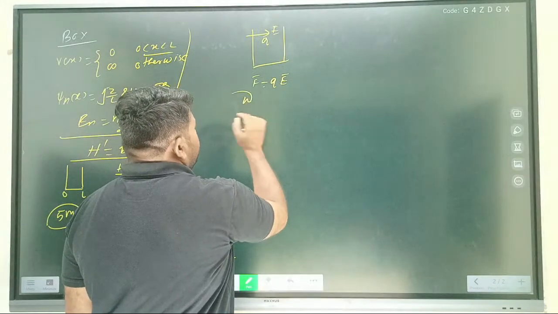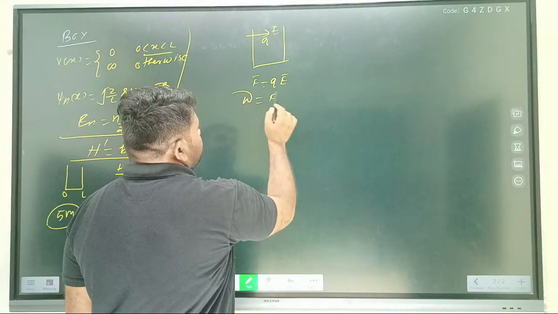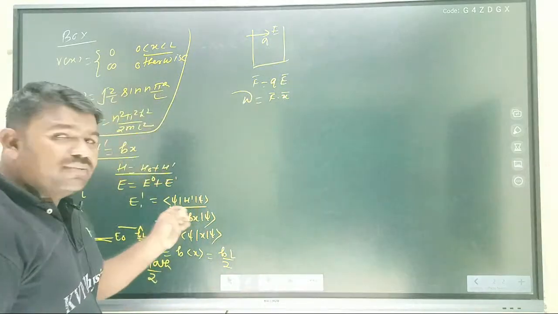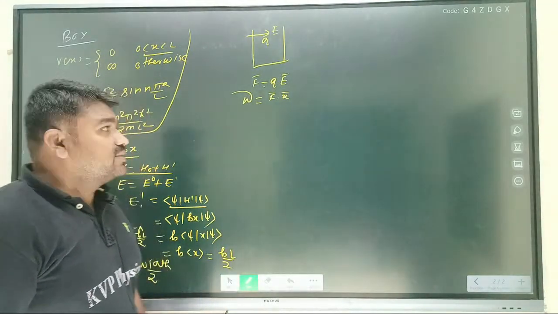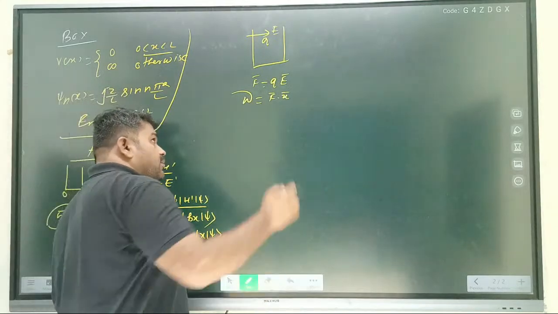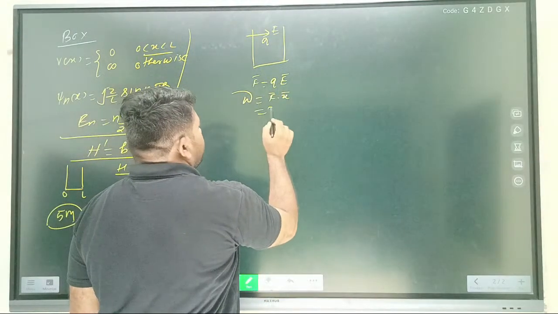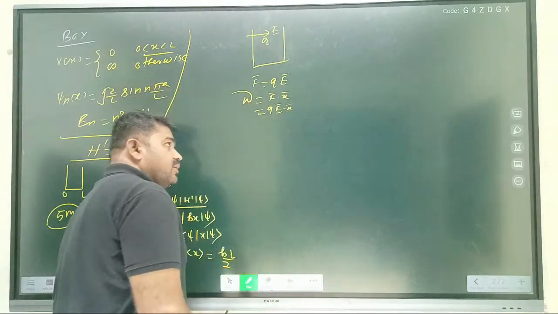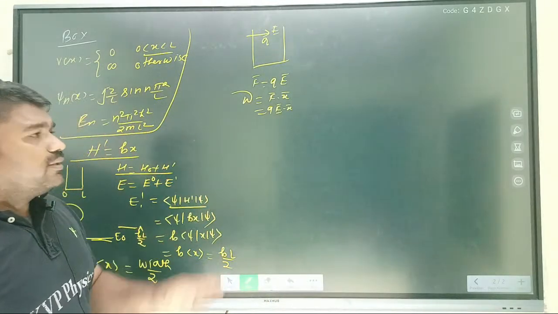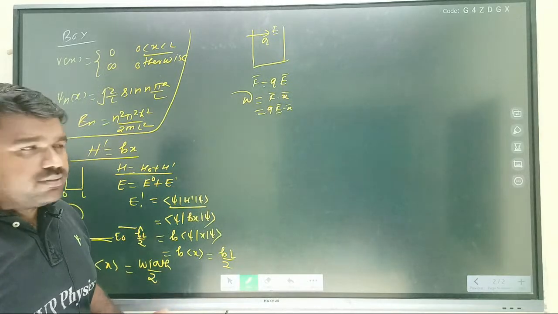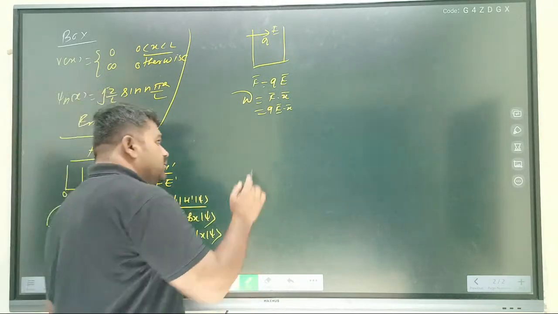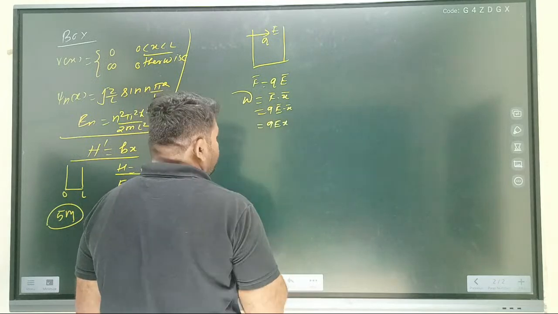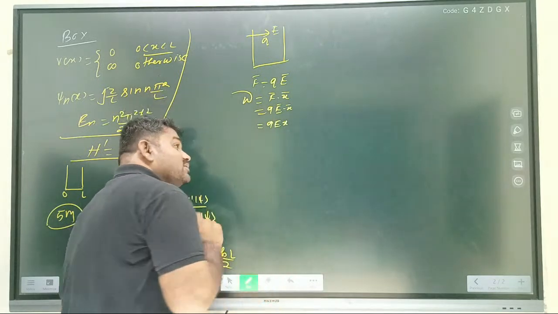Then how much work is done on this particle? Force into displacement. Suppose F bar dot x bar; there will be some displacement along the x direction. Clear? F bar is equal to Q E bar, dot x bar. Now we can take A bar dot B bar is equal to AB cos theta. Simply we can take the magnitude for this case. We are getting QEx.